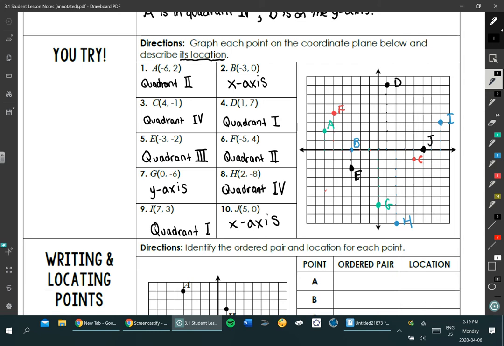Good. So hopefully you were able to try those on your own and then check my solutions. If not, that's okay. Maybe this is your first time learning how to plot points. Okay, that's why we're taking it slow, okay?